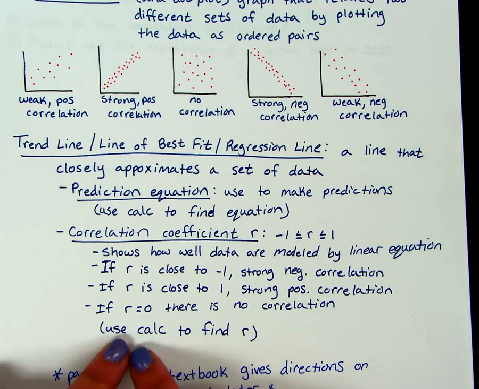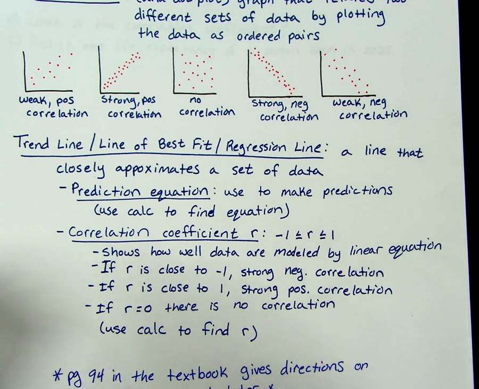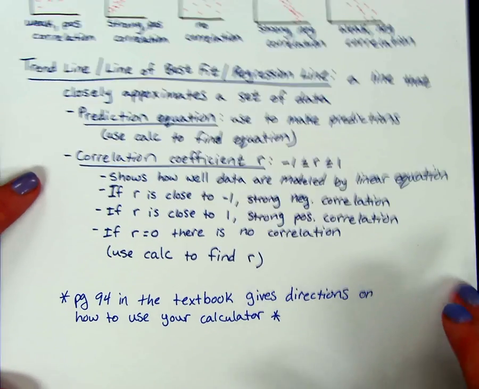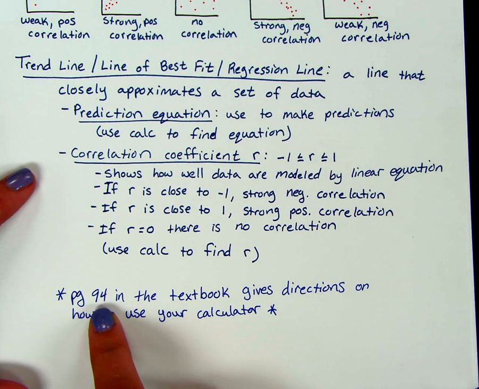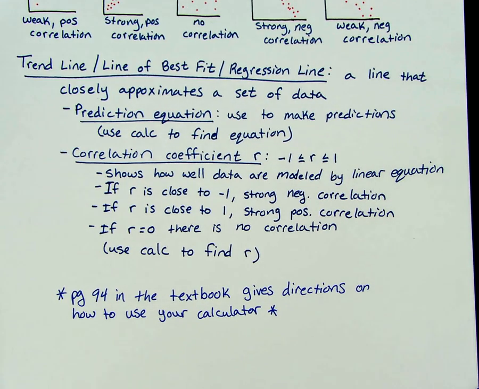And again, we're going to be using our calculator to find this. So in your textbook, there are directions on how to use your calculator on page 94. So if you do need to go back and reference the steps that we talk about in our next section, that is on page 94 in your textbook.